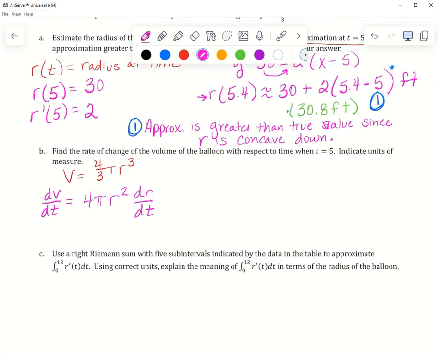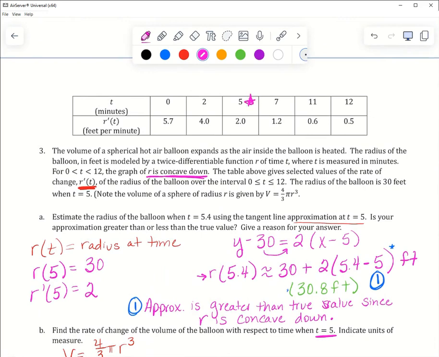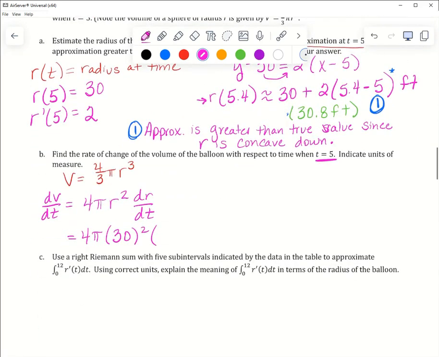And then that's when I go plug in. So I have 4 pi. What's my r? Well, at 5, remember time is 5. They said the radius was 30 there. So 30 squared dr dt. What is dr dt? It's the rate of change of the radius at that time. And for the same reason, I'm looking right here. That number is 2. So I'll plug in a 2 there, and I will get dv dt.